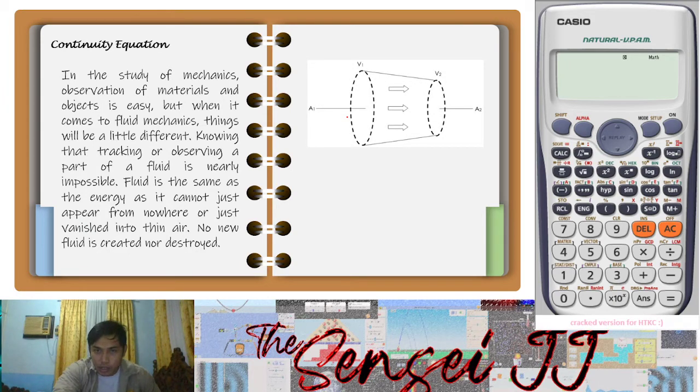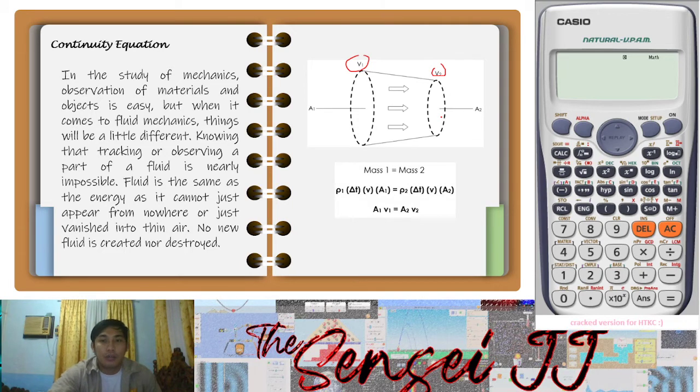Okay, so for this one, we have area 1 and area 2, and we have volume 1 and volume 2. As you can see, volume 1 is slightly larger than our volume 2. And with this, our area 1 is also larger than our area 2.